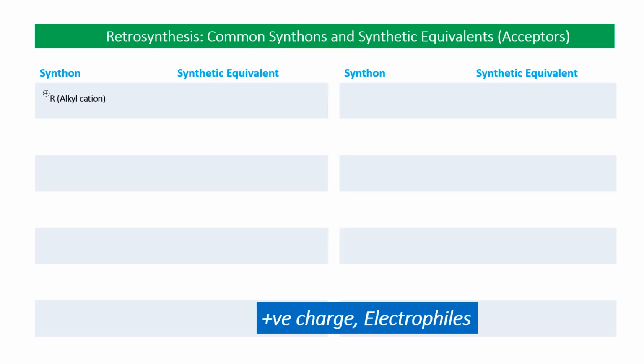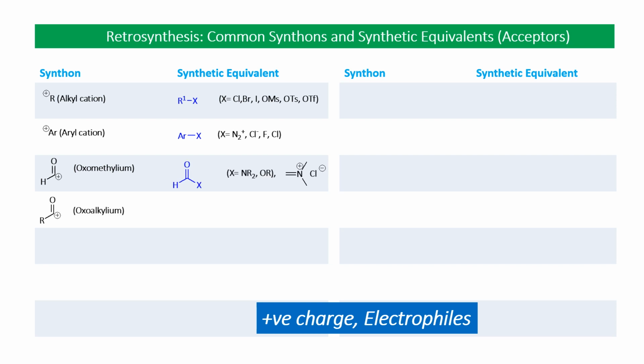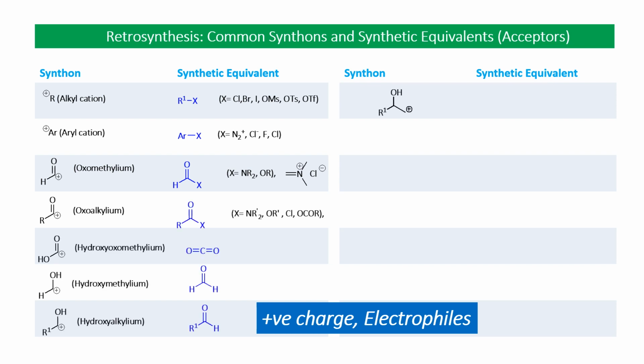Throughout the course, we'll come across simple synthons, and we need to be familiar with their synthetic equivalents. So herein, an alkyl cation could be generated from an alkyl halide or a tosylate. An aryl cation could be generated from an aryl halide or an azo species. Oxomethyl lithium, we have the synthetic equivalents. And for oxoalkylium, we could easily use, for example, the amide as we saw before, or an ester, and so on.